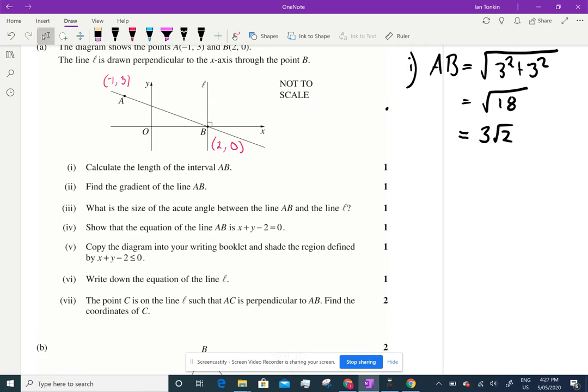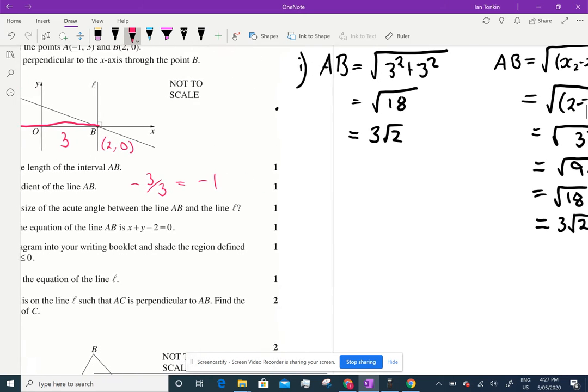Find the gradient. Well, if you did this again, down here, and look, it doesn't look as though it's to scale. Remember, that's 3 and that's 3. It's going down. The gradient is the rise over the run, so it's 3 over 3, and it's going down, so it's negative, so the gradient's going to be -1. So you could do it that way, but I'm going to do it with the 2 points.